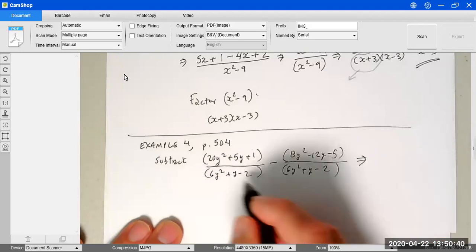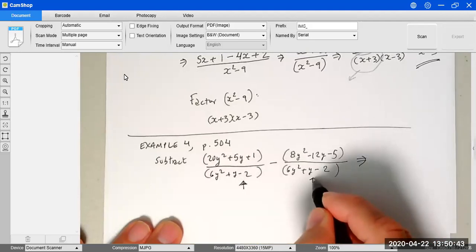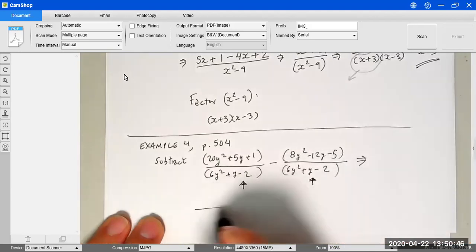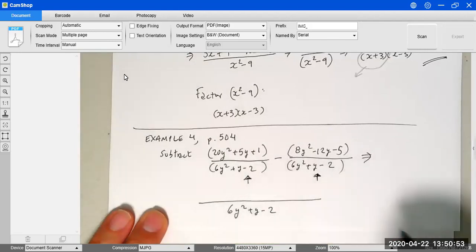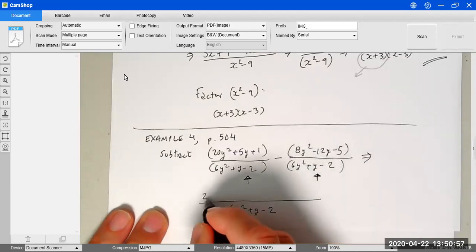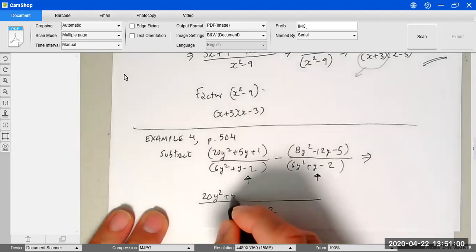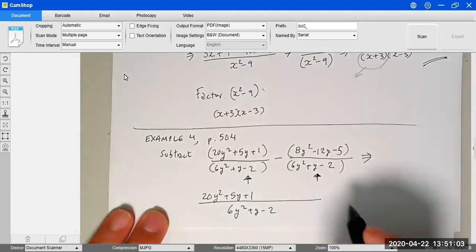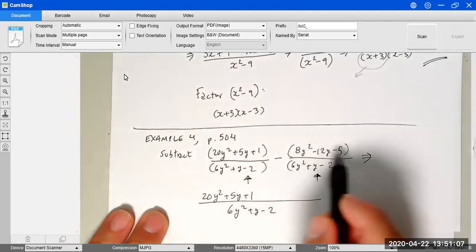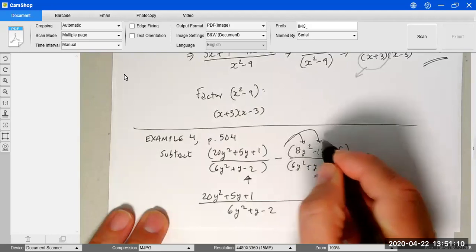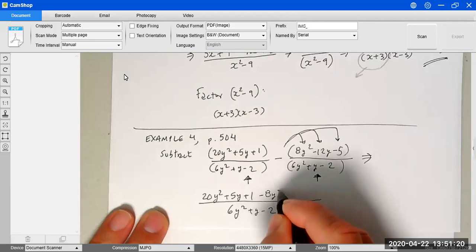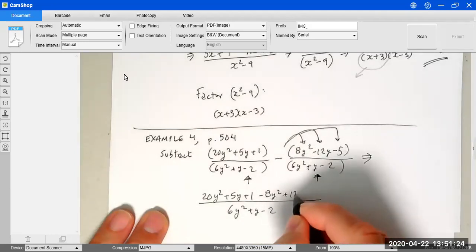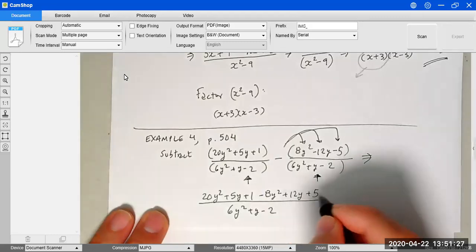We check denominators, they are the same, so we're going to get just a single denominator. The common denominator is 6y squared plus y minus 2. Then we're going to write the numerator, so it's 20y squared plus 5y plus 1. Then you can apply directly in this step the distributive property. So we're going to distribute this negative sign across these three terms inside of these parentheses. So you're going to get negative y squared, positive 12y, and positive 5.